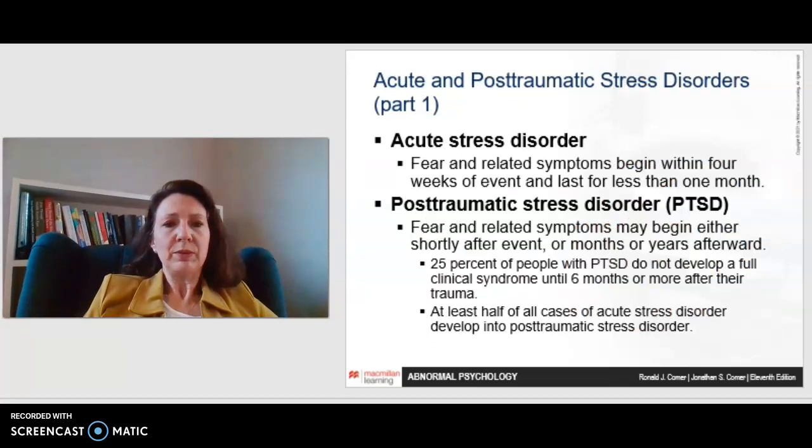So we're talking about first acute and post-traumatic stress disorders. Acute stress disorder is where there are fear and related symptoms that begin within 4 weeks of a certain anxiety-producing event and last for less than a month. But PTSD, or post-traumatic stress disorder, is when fear and related symptoms may begin either shortly after an event or a month or years afterward. We know that 25% of people with PTSD do not develop a full clinical syndrome until 6 months or more after their trauma, and at least half of all cases of acute stress disorder develop into post-traumatic stress disorder.